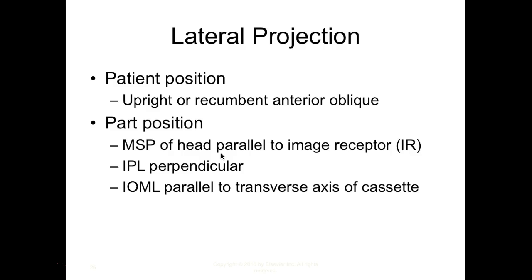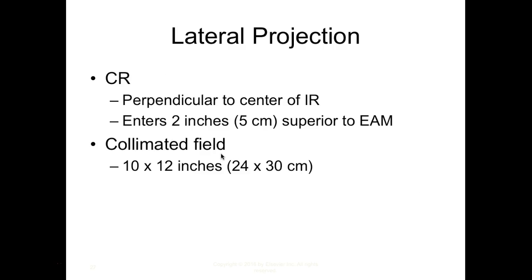All right, so the lateral projection. We want the patient typically upright. We want to see if there's air fluid levels within the skull, okay? So typically we do it upright, but you can do it recumbent, anterior oblique also. So the MSP of the head is parallel to the image receptor. The IPL is perpendicular, so you need to know which way which one's going. And you want your IOML parallel to the transverse axis of the cassette. So, and I'll show you what I mean by that. So the CR is coming in perpendicular to the IR. The CR enters 2 inches superior to the EAM, and then you're going to collimate on a 10 by 12 cassette.